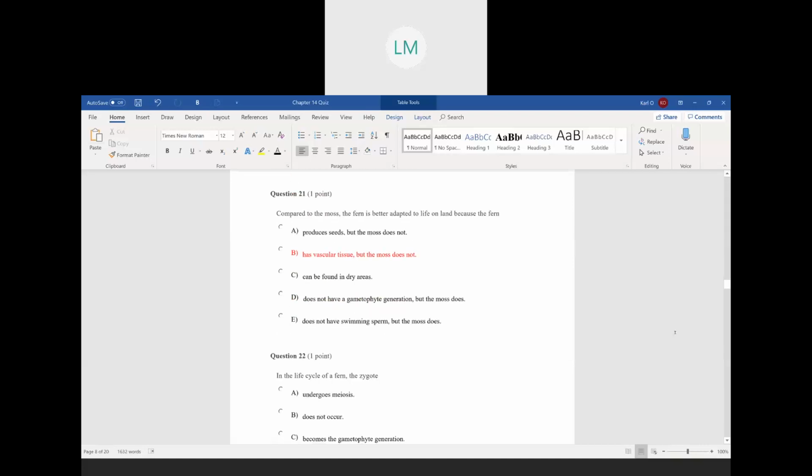Compared to the moss, the fern is better adapted to life on land. So the correct answer here is B. It has vascular tissue. The moss does not have vascular tissue.